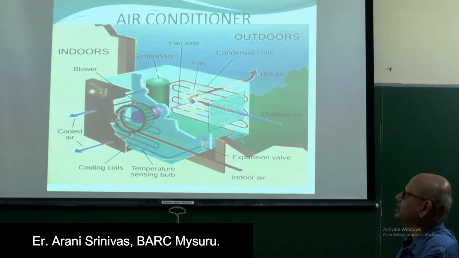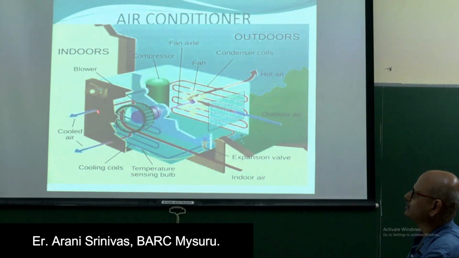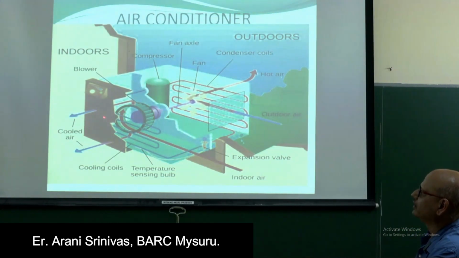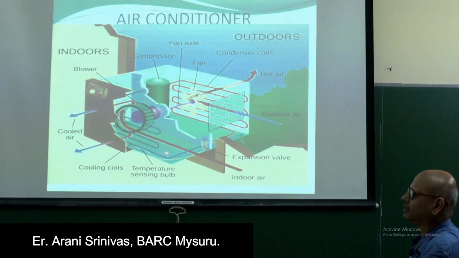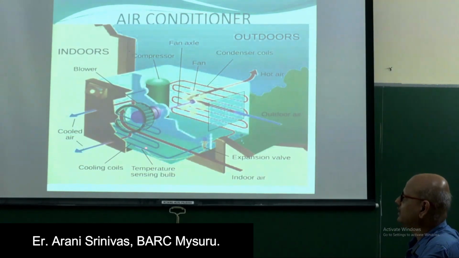Everything is available here: compressor, condenser. This is the fan. This is the operator. It gets cooled air here. See here, I have shown you cold air goes here, goes here, comes out as cold air, and this is a temperature sensor which, if the room temperature reaches 25 degrees, stops the compressor and you will not have any cooling effect. Cooling effect will be nil.